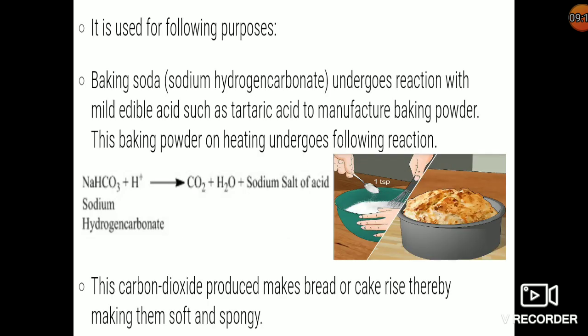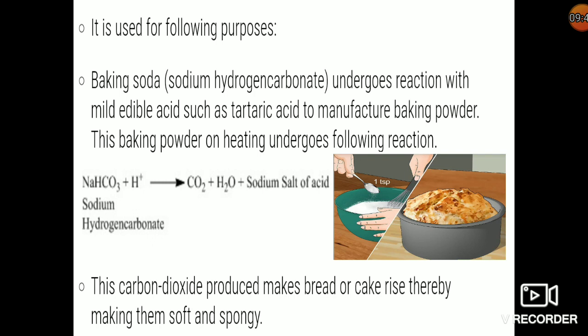The uses of baking soda are as follows. It is used in food preparation, to bake something, to make something crispy. Now if this baking soda undergoes a reaction with a mild edible acid such as tartaric acid, it forms baking powder. Baking powder makes your food very much crispy, and baking soda makes your food fluffy.